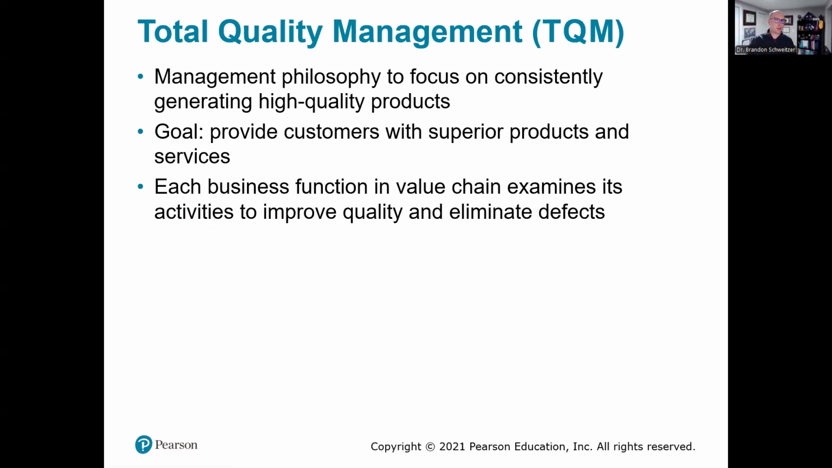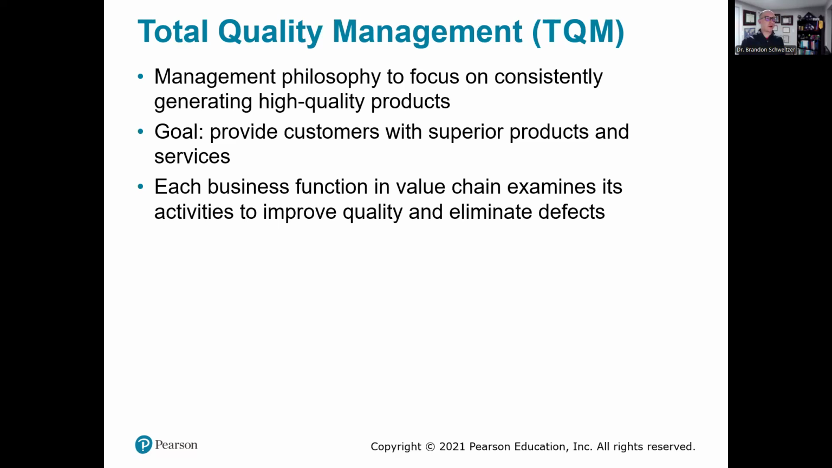Which leads us to the next concept we call total quality management. This is the management philosophy to focus on consistently generating high quality products. So, how do we generate high quality products? Well, we eliminate waste, we increase our profitability, and the way that we do that is we have a product that we developed using awesome direct materials, our direct labor is top notch, and our factory overhead is lean, right? So, having those three things helps to produce high quality products.